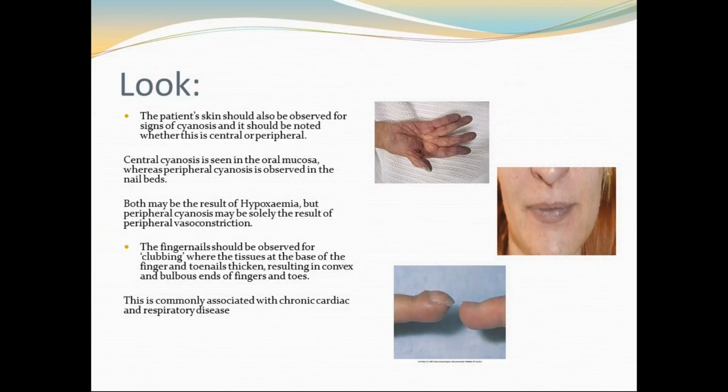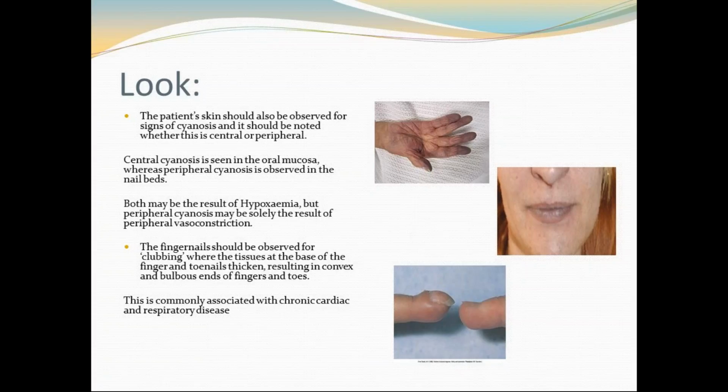So we're still looking. So patient skin, observe the signs of cyanosis, and it should be noted whether it is central or peripheral. There's a couple of pictures there for you. Here we go, central cyanosis, seen in the oral mucosa, but also in the lips, and also the nail beds as well. Deep, deep purpley dusky colour. This is an indicator that gaseous exchange isn't doing very well.